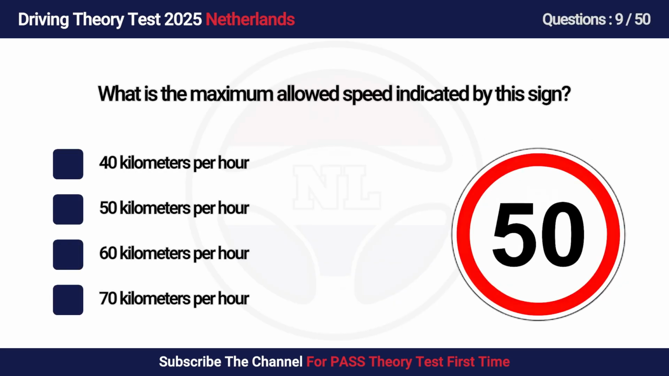A. 40 km per hour. B. 50 km per hour. C. 60 km per hour. D. 70 km per hour.